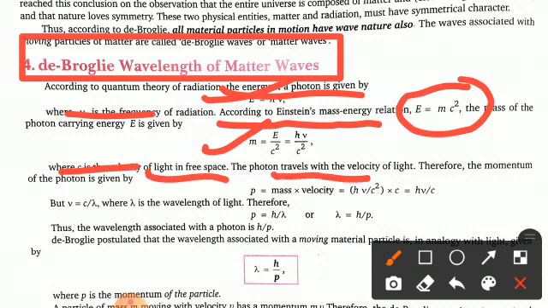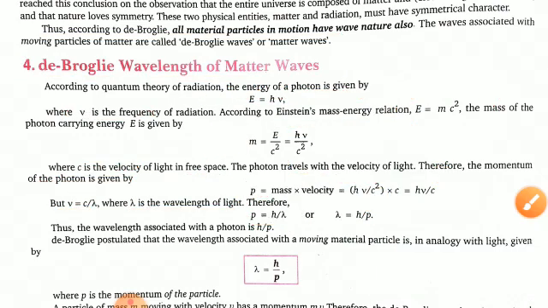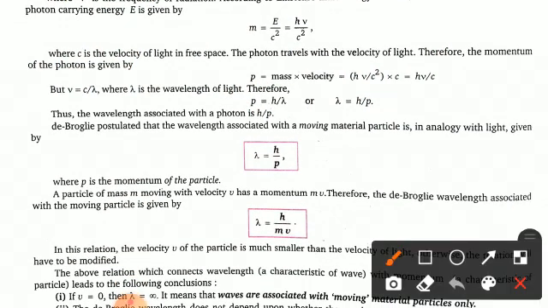The photon travels with the velocity of light, therefore the momentum of the photon is given by p = mv, or in place you can write (hν/c²) multiplied by c, which is hν/c. Clear? But you know very well ν = c/λ, where λ is the wavelength of light. Therefore from this relation p = h/λ, or you can write λ = h/p. Fine. Thus the wavelength associated with a photon is h/p.